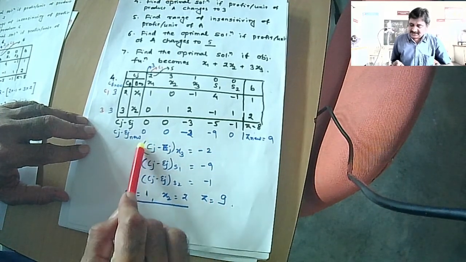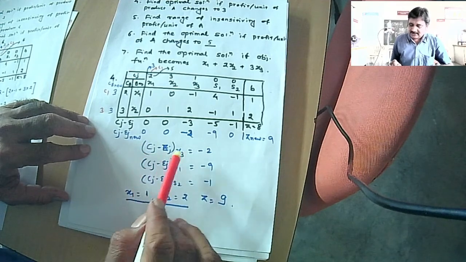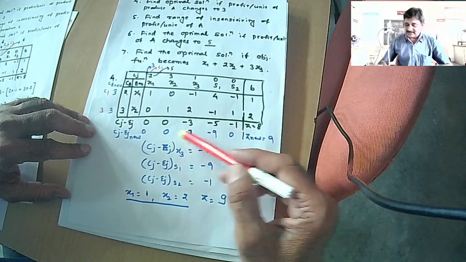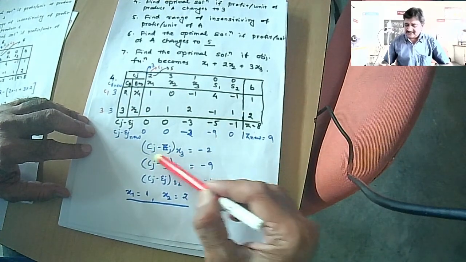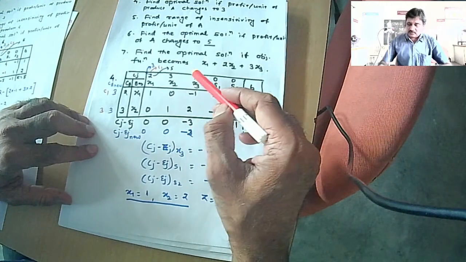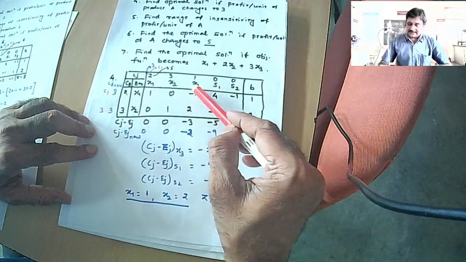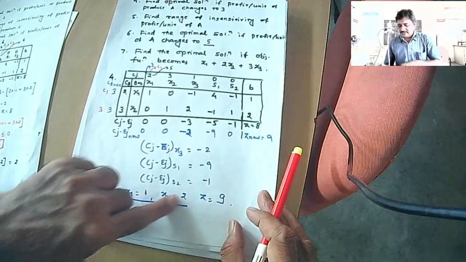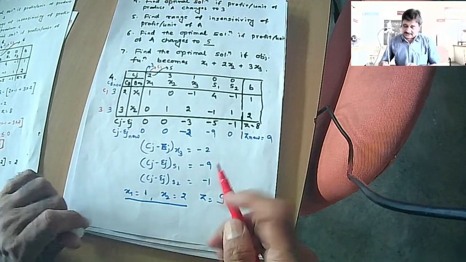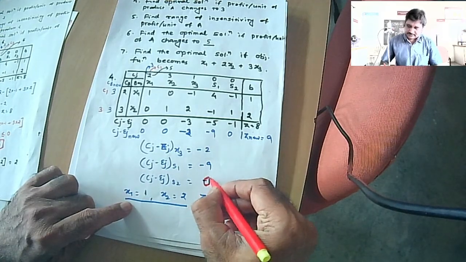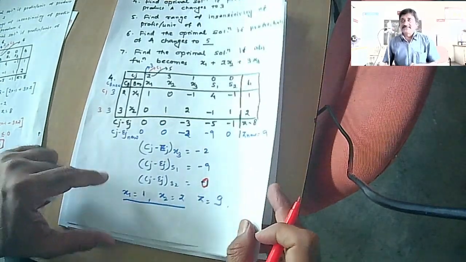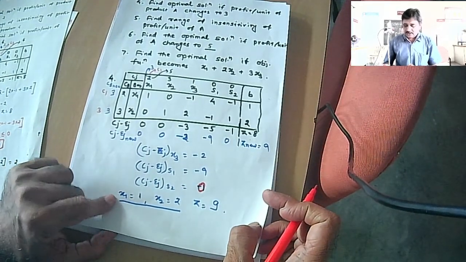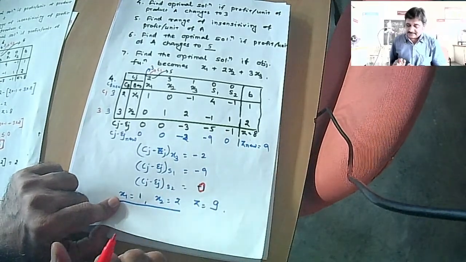You can as well find Cj minus Ej values for non-basic variables like this. You need not form a table and find the Cj minus Ej value in the table. You can find Cj minus Ej for x3: Cj you know is 1, and Ej you will be computing like this. So it is coming minus 2, minus 9, and 0 here. As all Cj minus Ej's are coming out to be less than or equal to 0, this is your optimal solution. But the Z value has changed.